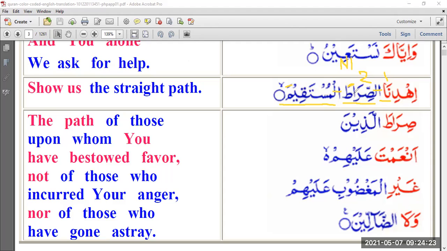So, what is the translation of the whole verse? Show us the straight path. Guide us to the straight path. Mustaqim means straight. We need to build our vocabulary also now. Sirat means path, and mustaqim means straight. Sirat al-mustaqim, straight path. Guide us or show us the straight path.